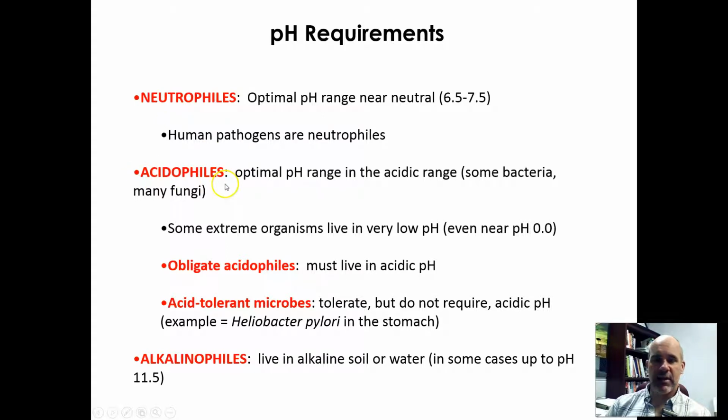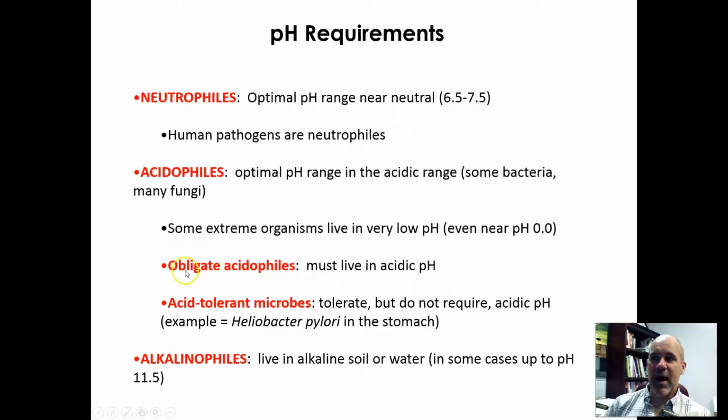Acidophiles like acidic, lower pHs. And there are some extreme acidophiles that have been identified that even thrive near pH 0. That's such a low pH, so acidic, that if you stuck your hand into a pH 0 environment, the tissues would probably be destroyed almost immediately. But there are microorganisms that have evolved to thrive in those types of environments.